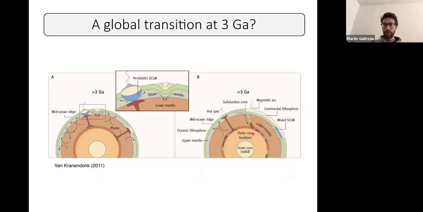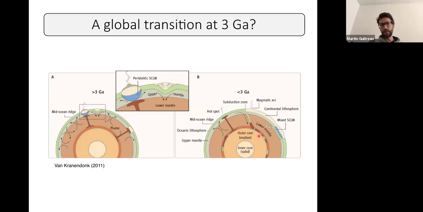There has been a proposal in several papers using different approaches that there may have been a global transition at 3 billion years. So I've taken, for example, the Van Kranendonk 2011 paper, where you go from a sort of stagnant lid scenario prior to 3 billion years to a more global plate tectonic-like regime for the last 3 billion years.